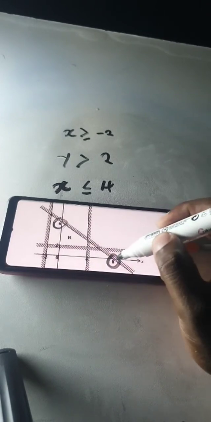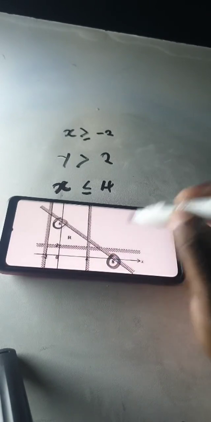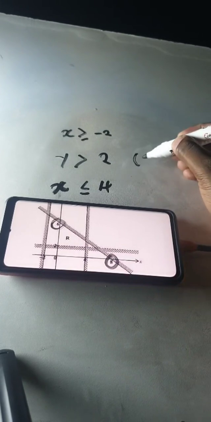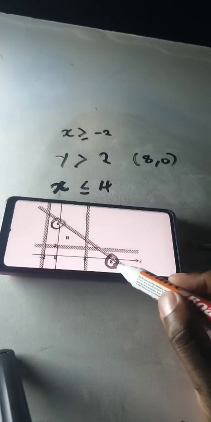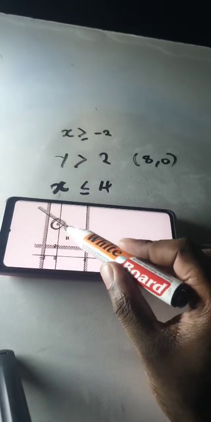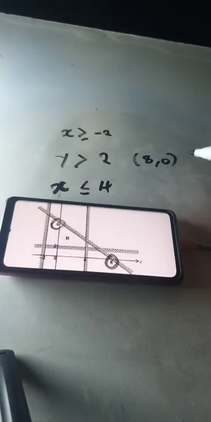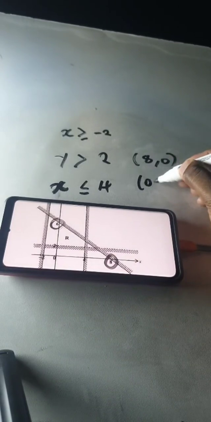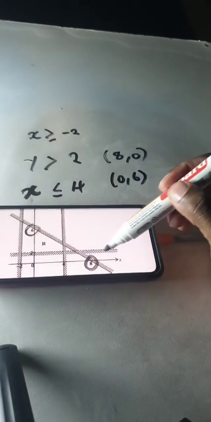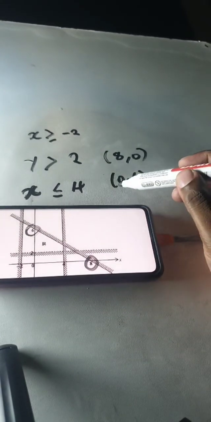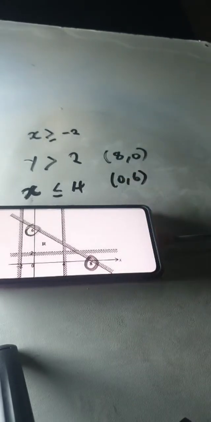So here at the x-axis, our y is 0. So it will be 8,0 here. Then there on the y-axis, our x is 0. So it will be 0,6. That's how we get the coordinates. It is 8,0 because it's in the x-axis. It is 0,6 because it's in the y-axis.